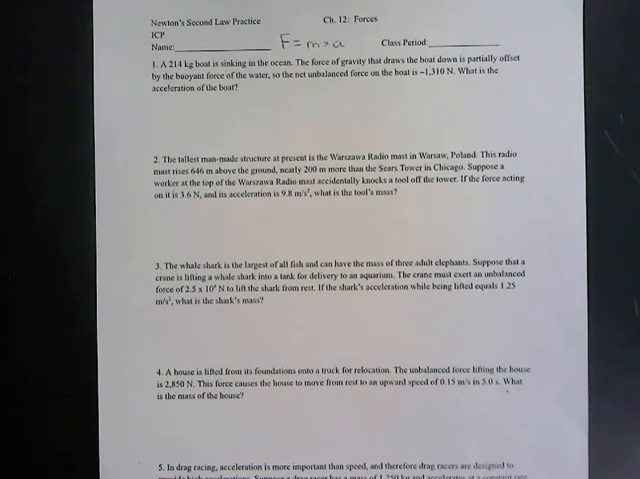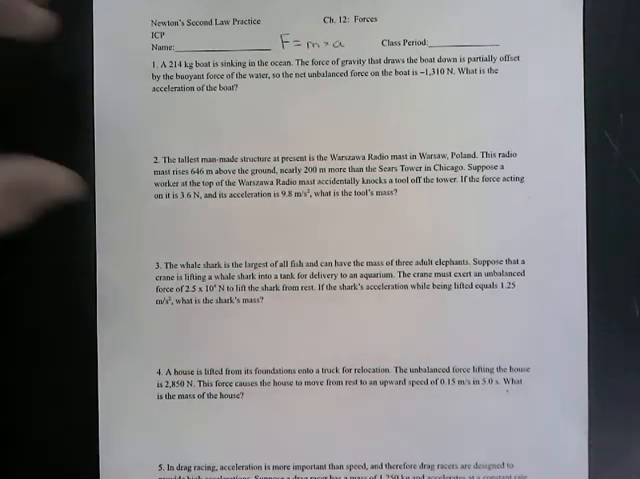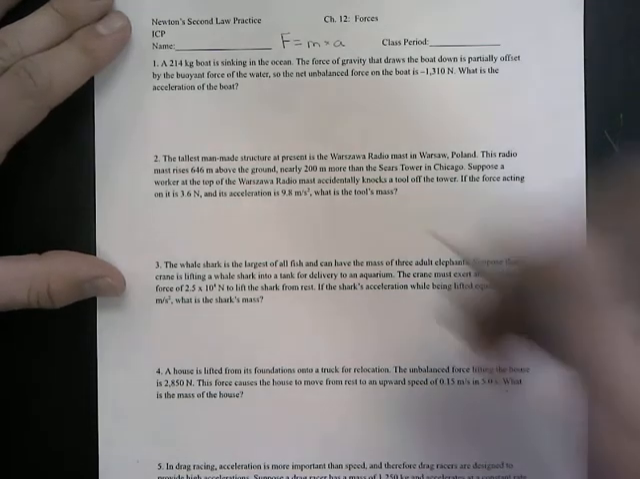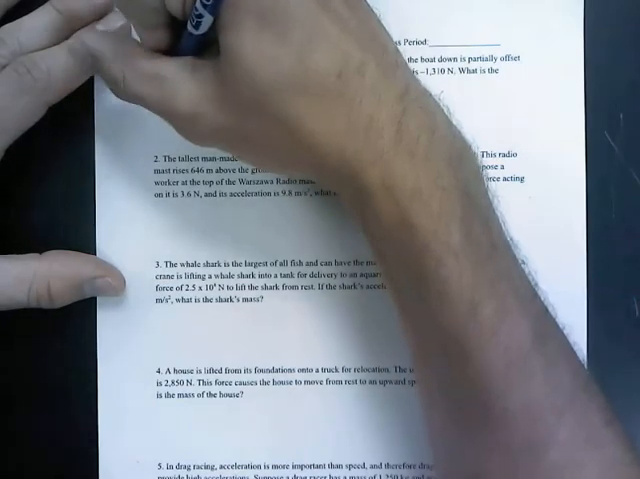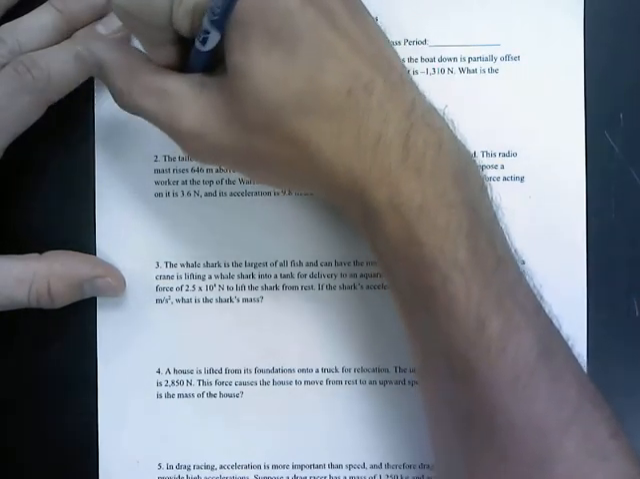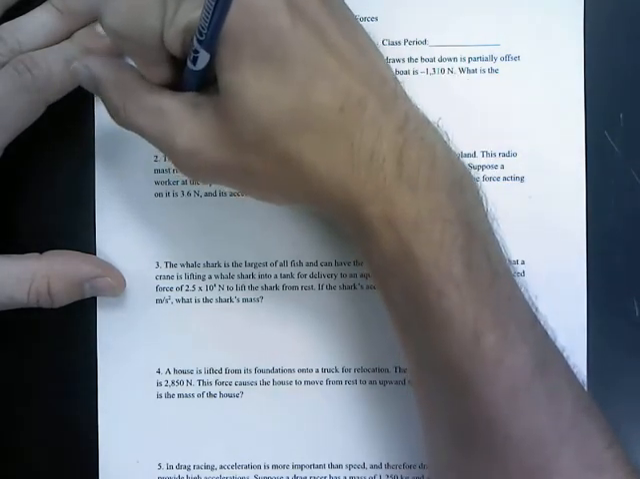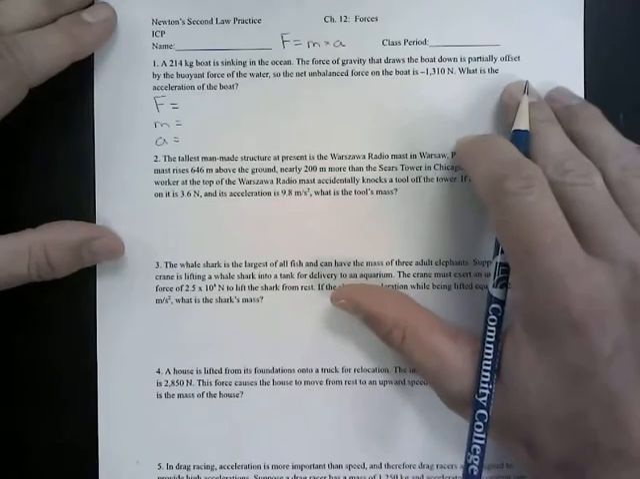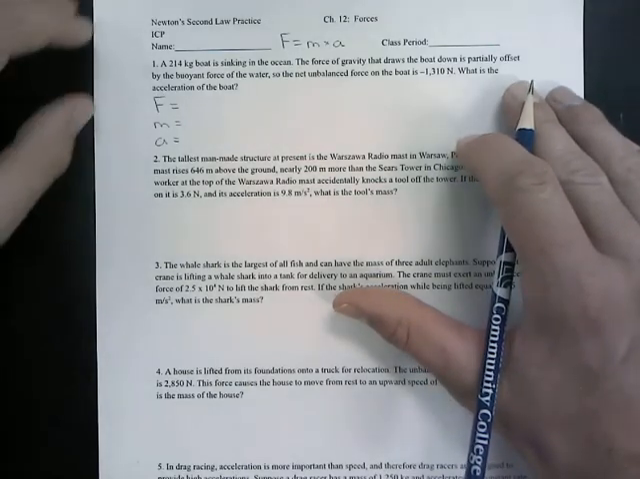The force of gravity that draws the boat down is partially offset by the buoyant force of water. So the net unbalanced force on the boat is negative 1,310 newtons. We want to know what is the acceleration of the boat. Just like in any other math problem, we need to list out our variables, find out what we know and don't know, and then plug this back into our equation and solve mathematically.